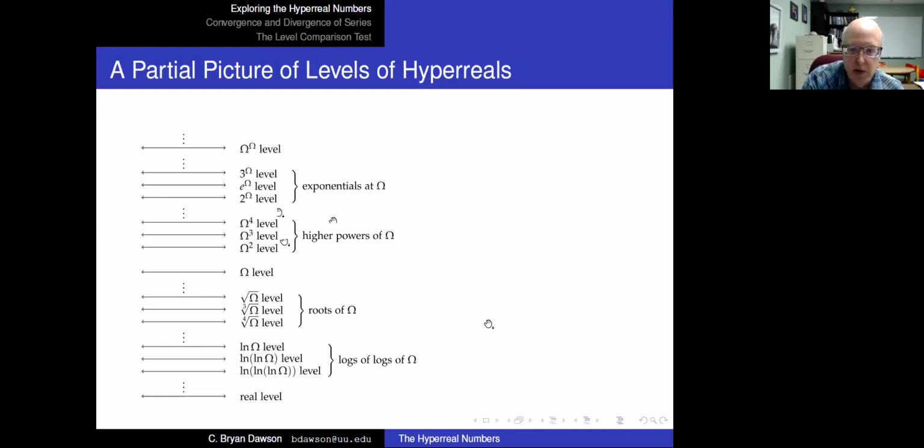And this might remind you of big O notation and the idea of rates of growth of functions. That exponential growth is faster than polynomial growth, faster than root growth, which is faster than logarithmic growth, which is faster than log log growth, etc. So again, this gives us an idea of the rates at which things grow.